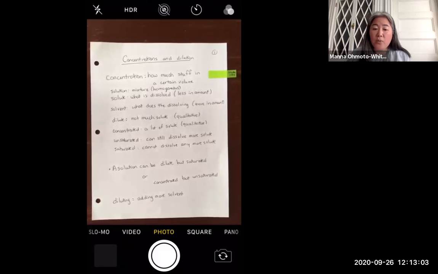And I can always dilute something by adding more solvent, right? So if something's too strong, I just add more, like, oh, I gave you tea that was too strong, I can just add more water to it.